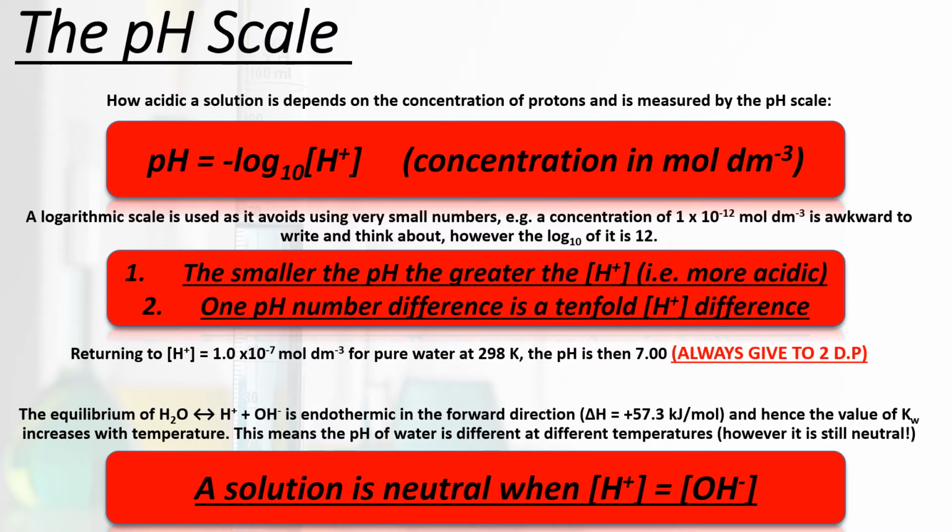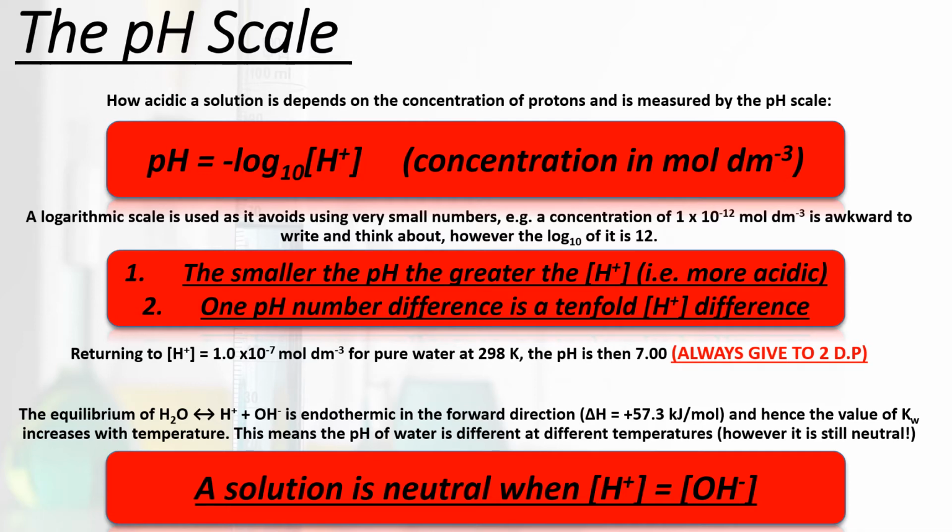Now the equilibrium of this water ionizing is endothermic in the forward direction. And so the value of Kw actually increases with temperature. If we go back to our Le Chatelier's principle, if I increase the temperature, the equilibrium is going to want to move in the direction that opposes that change. It wants to move in the direction that's going to take the heat in and return the system to its normal temperature. That's the endothermic direction, the forward direction. And so we end up producing more H plus and OH minus ions at higher temperatures.